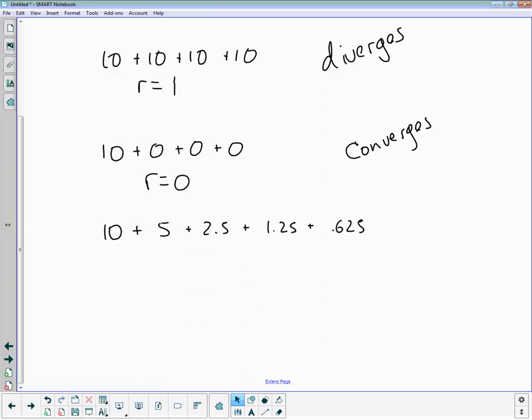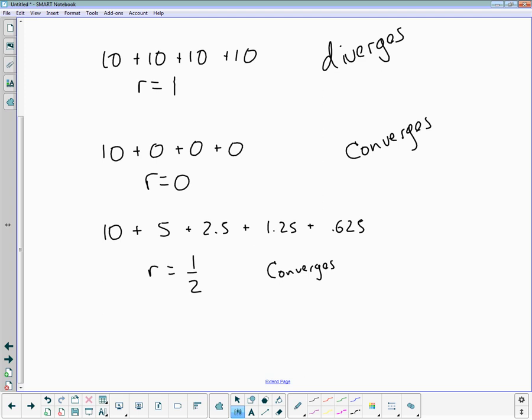All right. So, now, the question was, in that case, my R value was what? What was I multiplying each term by? 1/2. So, if R is equal to 1/2, it converges. What do you think if I multiply by 1/3 each time? You think it would still converge?